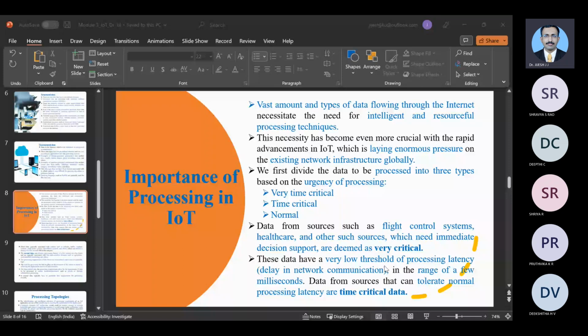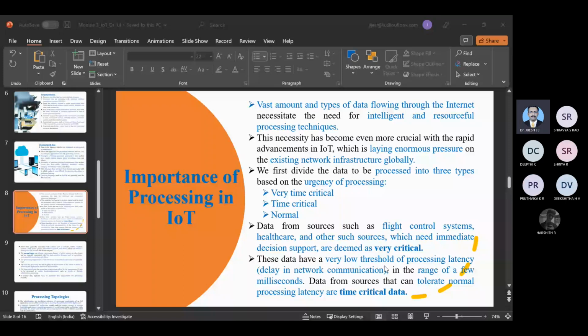You should understand that latency is very important, and in the case of very time critical data, you should make sure there is a low threshold of processing latency. This means your communication between the nodes has to be at a faster speed. The processing has to be done at the initial stage itself, and then you send the information. You are not supposed to delay the information at any point of time, and there should not be any processing delay. It should be in the range of a few milliseconds only.